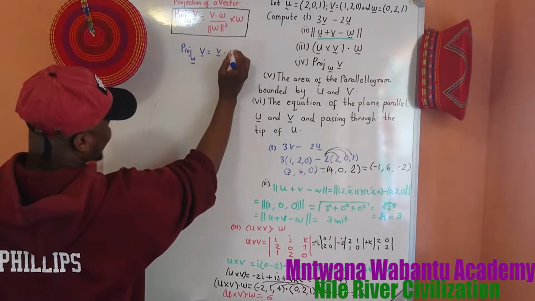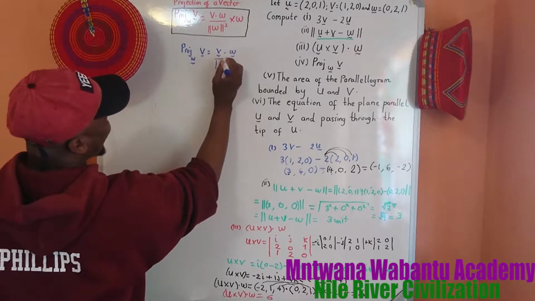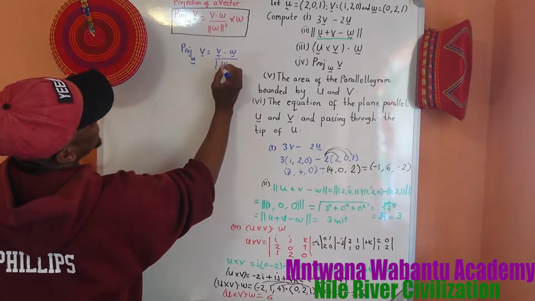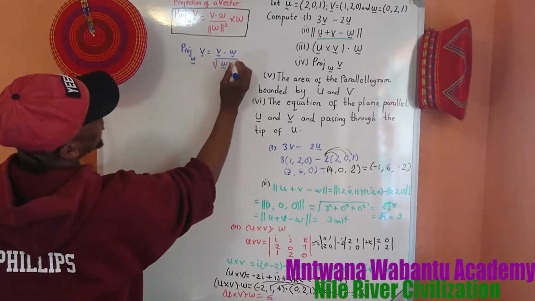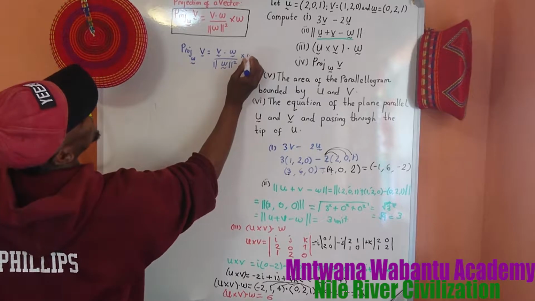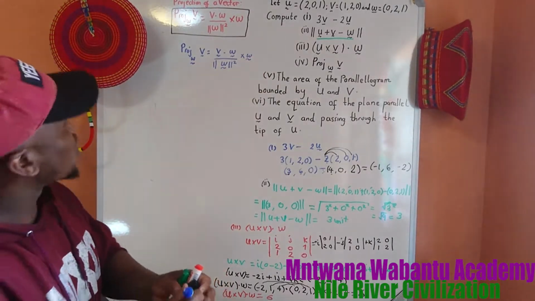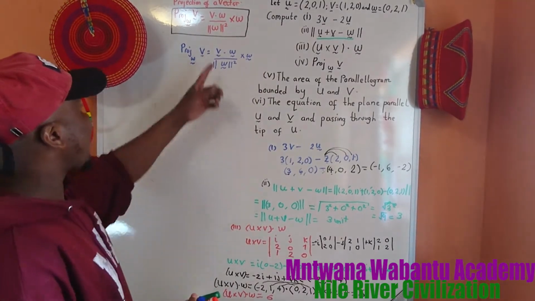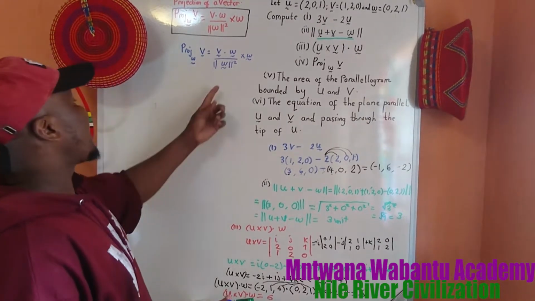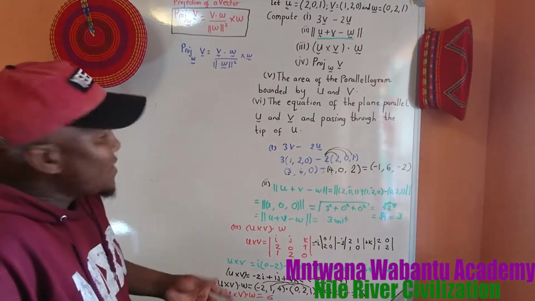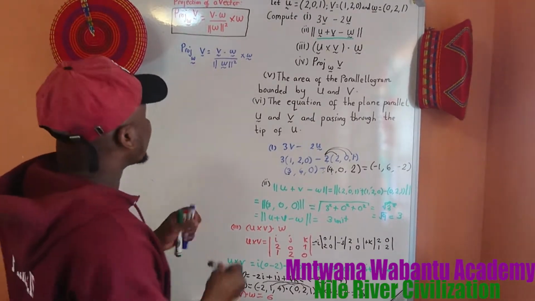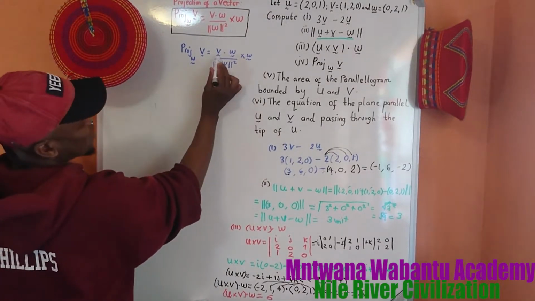Dot with W, and then divide by the magnitude of a vector, and then you square it, and then multiply by W again. It's easy. So what we have to do right now is dot V and W, and then find the square of the magnitude. That's all, and then the question is done. So let's get it. First and foremost, let's dot V and W.